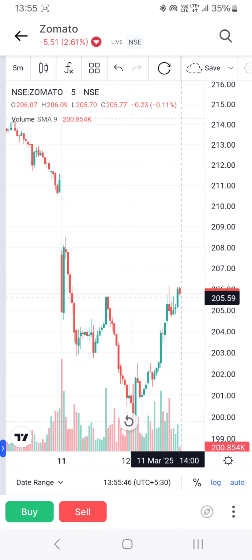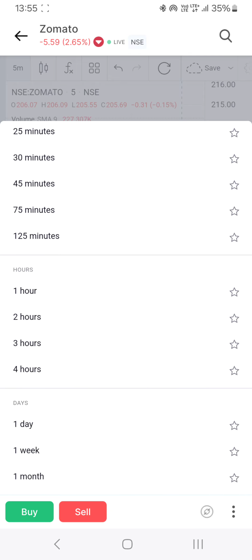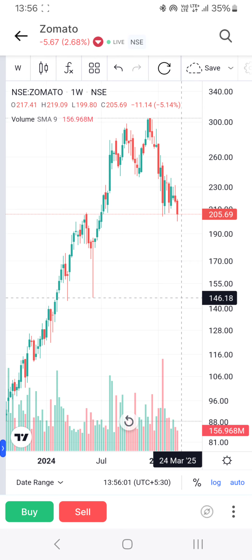So the main reason to close this trade today itself was to free my margin money. Okay, so that was all, and now let's move on to the analysis of the chart. As usual, we will go to the weekly time frame.